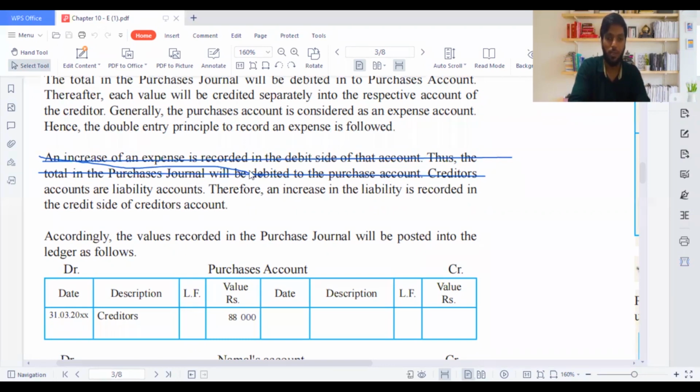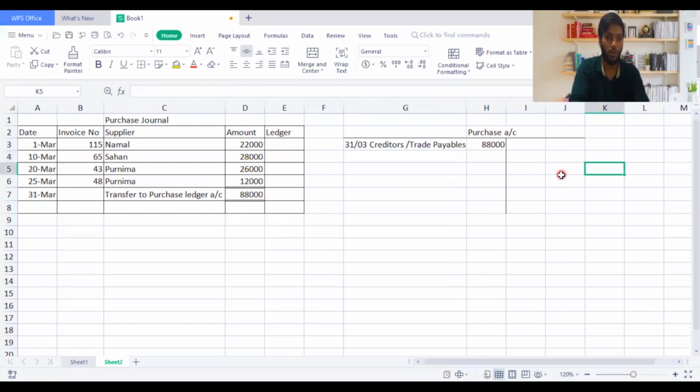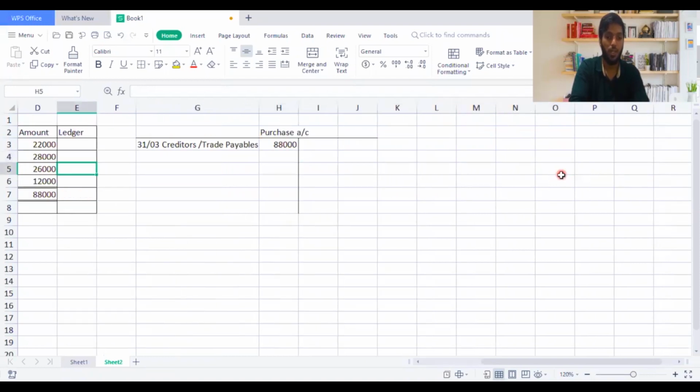So we have purchase account 88,000. How do you record this on the month end, 31st March? You'll record it as creditors, or you can also use the term trade payables. Why are we using creditors or trade payables? Because these are credit suppliers. Credit suppliers, we say them as creditors or trade payables. So we have recorded it on the purchase account completely in an easy way.